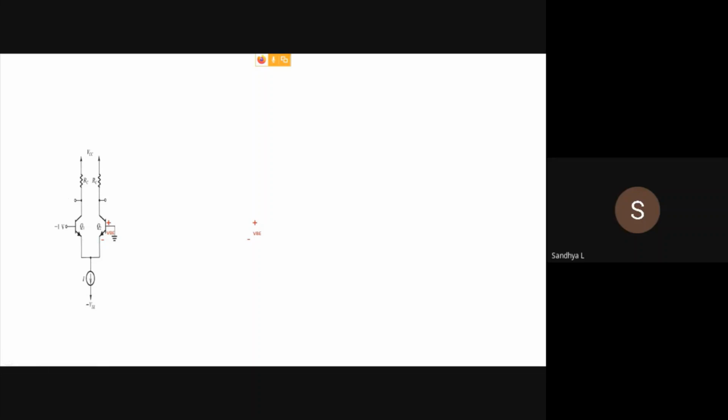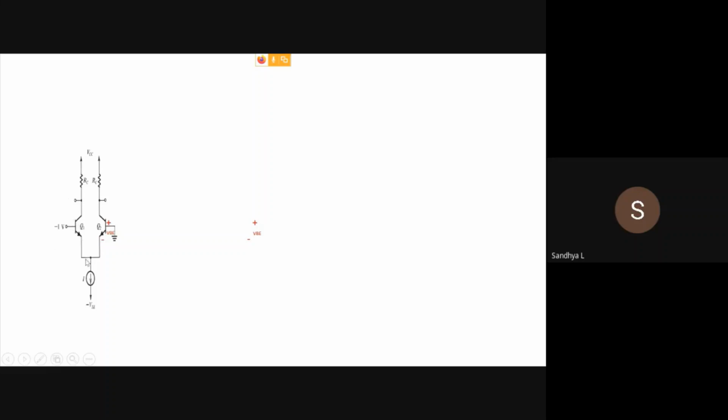So the remaining everything is similar to the previous cases. Q2 is on and Q1 is off. So we can prove that when Q2 is on, because the base voltage is sufficiently more positive than minus 1 volt. That is, VB2 is 1 volt more positive than the base voltage of Q1.